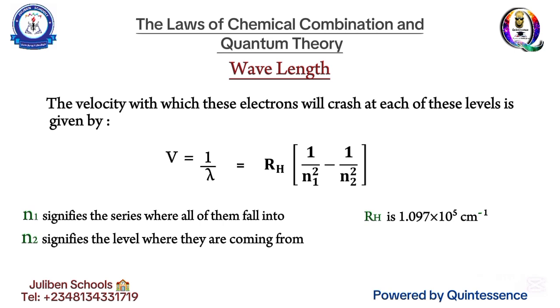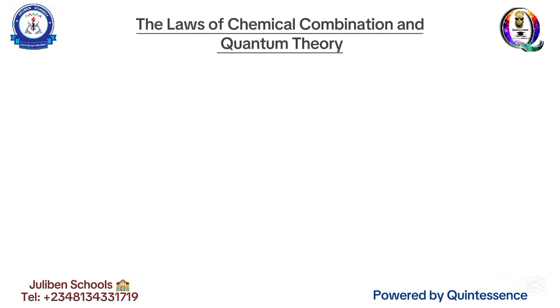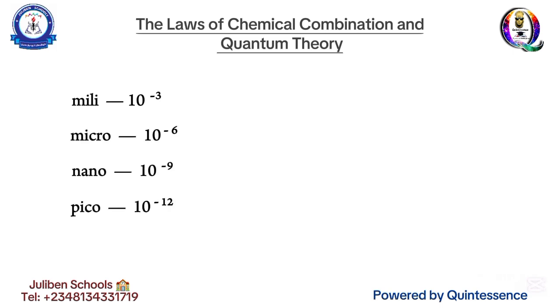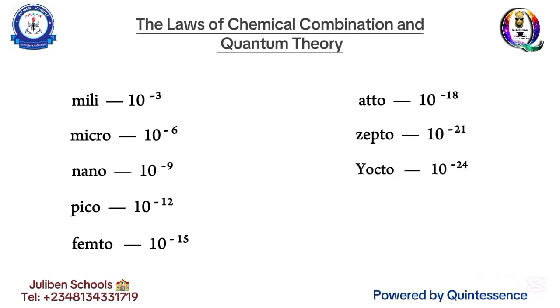You can always convert that to meters. And remember, examiners at times will want you to put your answers in nanometers, okay? So you can always do that. Nanometer is 10 raised to power minus 9. Remember, milli is 10 raised to power minus 3, micro 10 raised to power minus 6, nano 10 raised to power minus 9, pico 10 raised to power minus 12, femto 10 raised to power minus 15, atto 10 raised to power minus 18, zepto 10 raised to power minus 21, yocto 10 raised to power minus 24. The last 3 are the ones that always escape your memory, and that is the atto, zepto, and yocto.